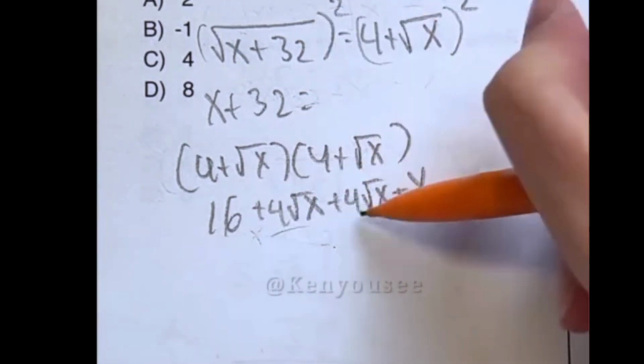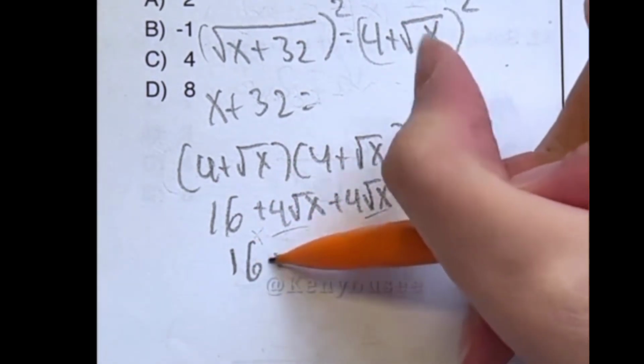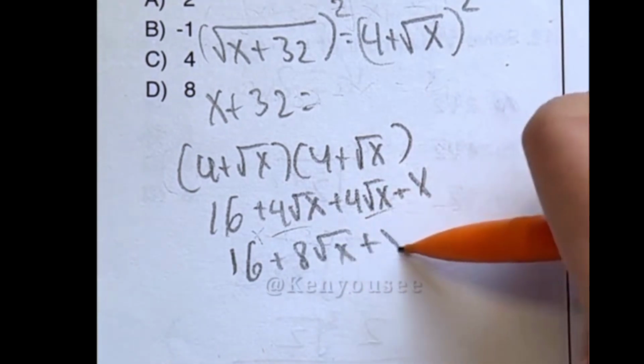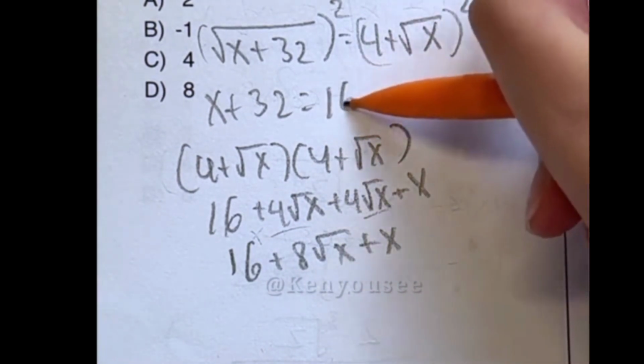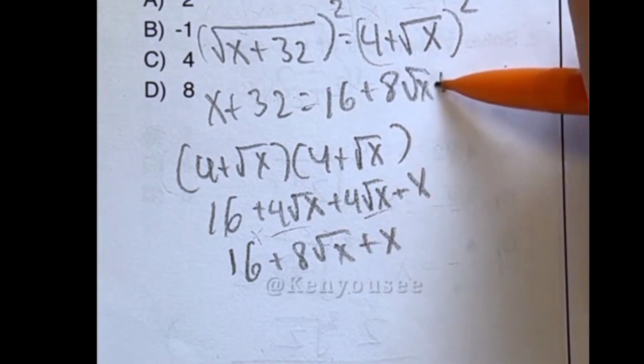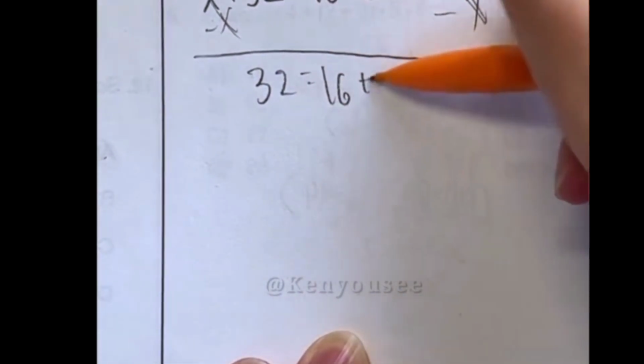And then we add up like terms. It's going to be 16 plus 8 root x plus x. So on the right side, it's going to be 16 plus 8 root x plus x. I'm just going to solve it over here. So if I subtract x on both sides, that's actually going to cancel out x on both sides of the equation. That's going to give me 32 is equal to 16 plus 8 root x.